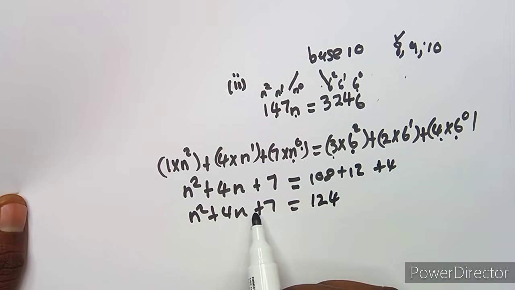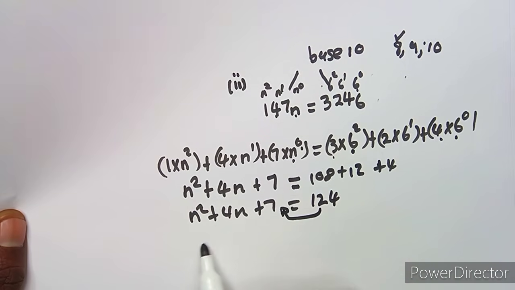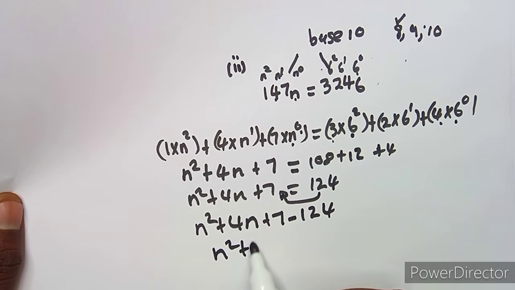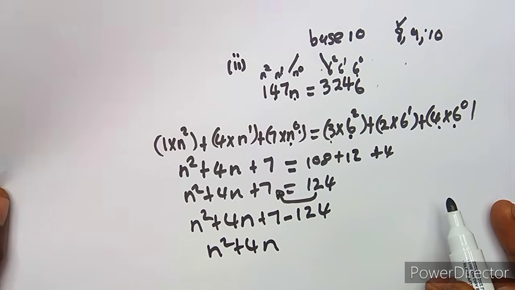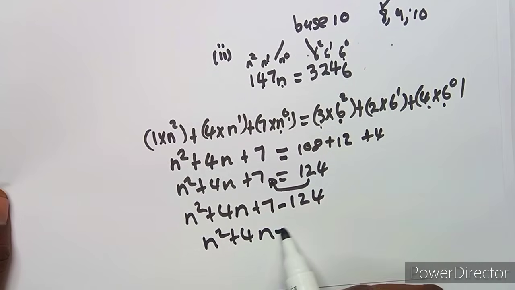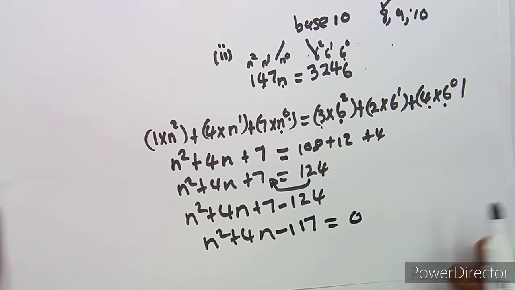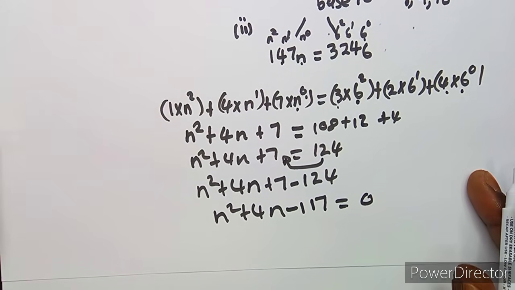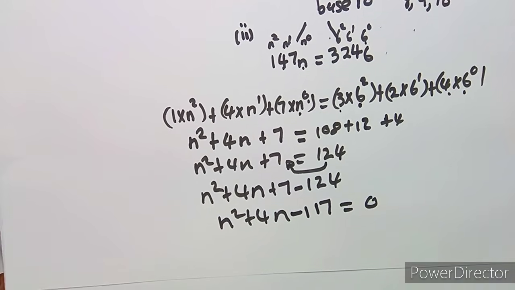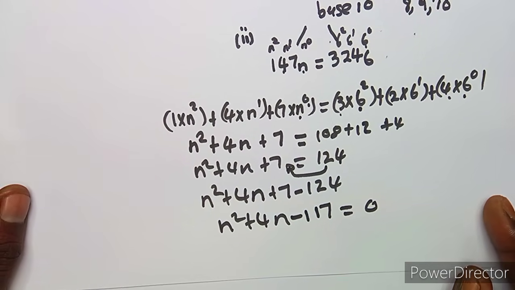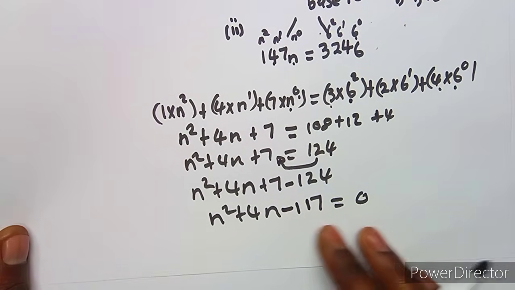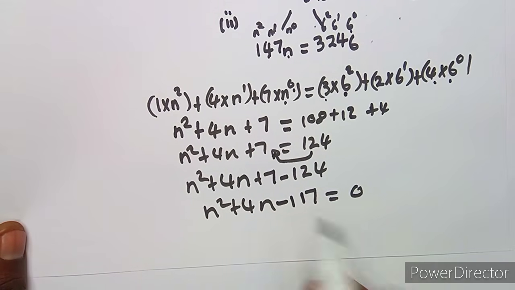All right, so collecting like terms, moving this to the other side, it's going to be n squared plus 4n plus 7 minus 124, which is going to give us minus 117, equal to 0. In order for us to solve for n, as we can see, it's a quadratic equation that we have formulated. You can work with the quadratic formula or apply factorization, but you have to find the value of n.